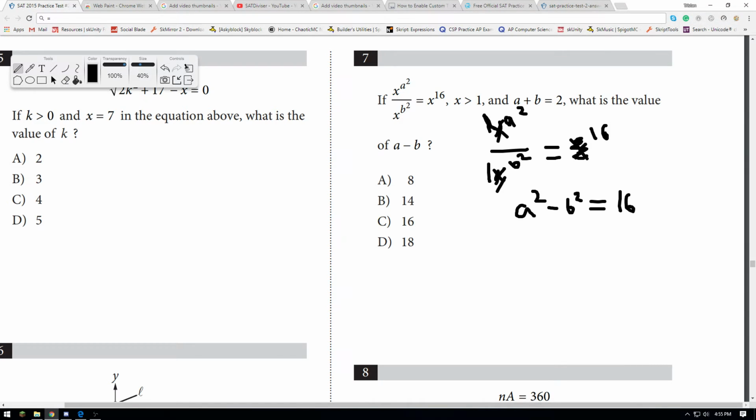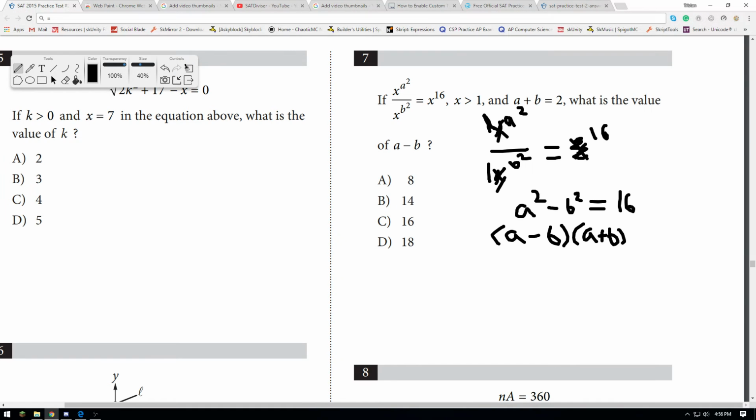The next thing we have to notice is a squared minus b squared. That's something you learn in algebra, or in geometry or algebra 2. That's the difference of two squares. So we can rewrite this as a minus b times a plus b.